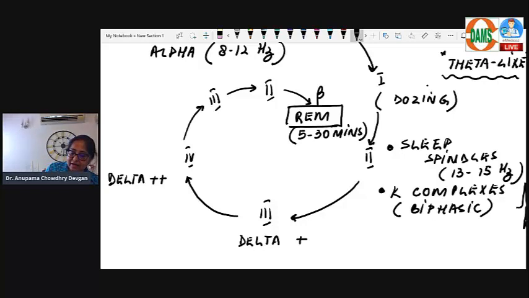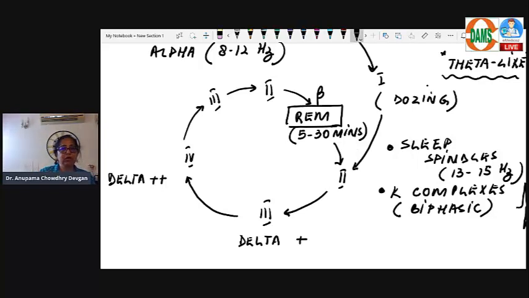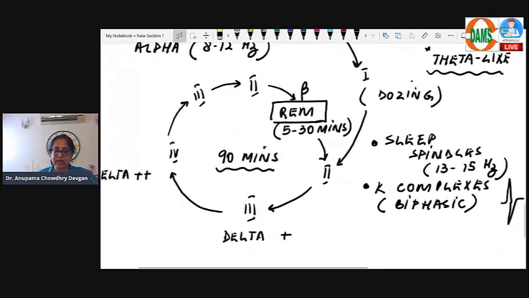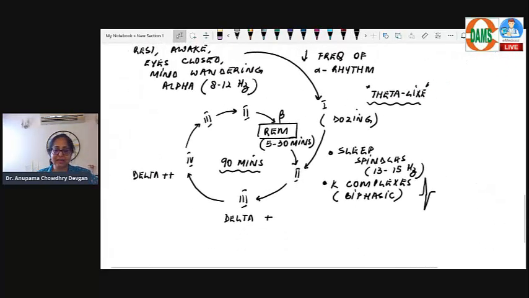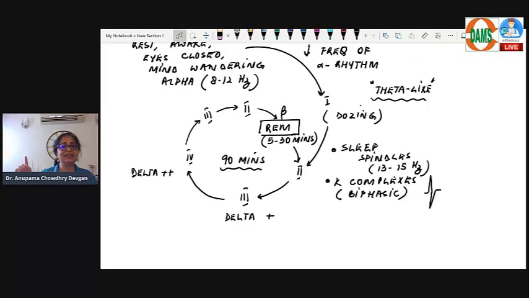After he completes his REM sleep, he goes back into stage 2, and then 3, 4, 3, 2, REM. This sequence repeats every 90 minutes. This is known as your sleep cycle. Right? Let's see once again, what are the EEG recorded in different stages of sleep? You are at rest, awake, eyes closed, mind wandering, alpha rhythm, 8 to 12 hertz.